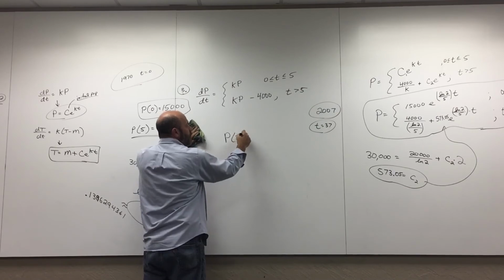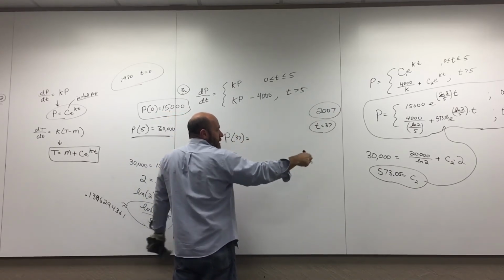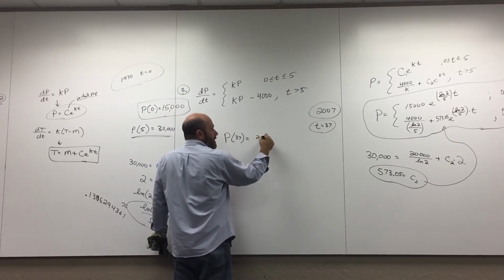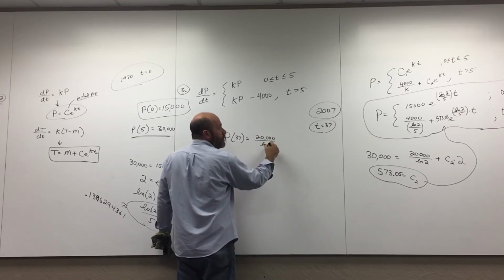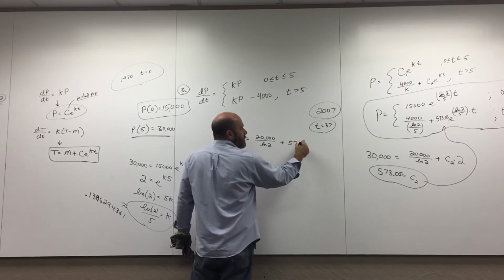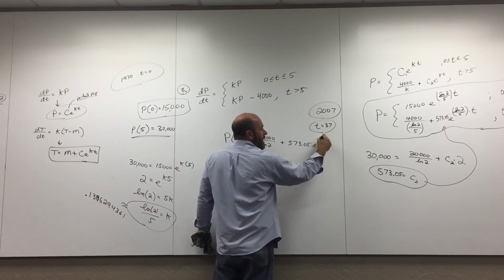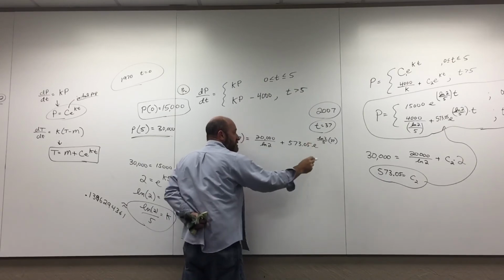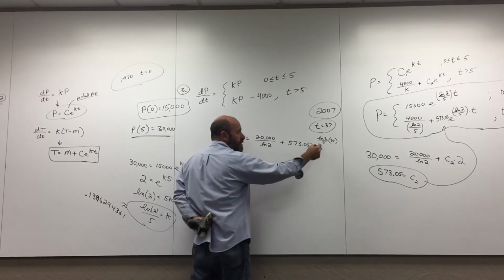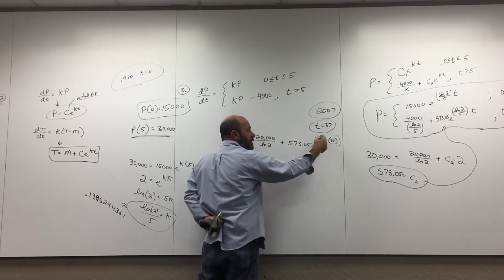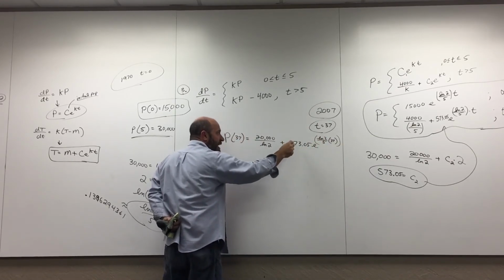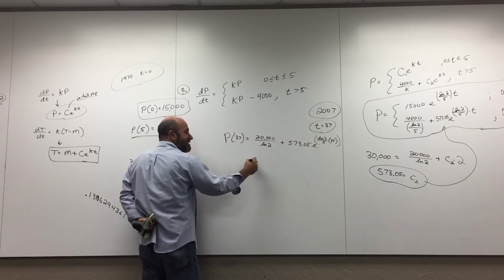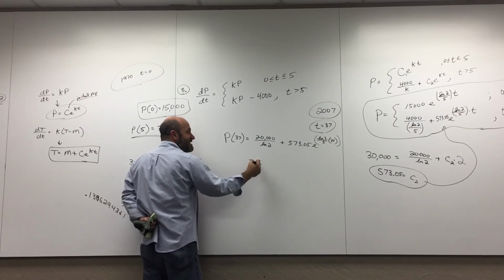P of 37 would be that 20,000 over ln2 plus that 573.05 e to the ln2 over 5 times 37. Sometimes students have a little issue with their calculator here. Make sure you do this exponent, then you e it, then you multiply it, then you add it. Can't we just cancel out the e and the ln, it's 2 raised to 37 over 5?